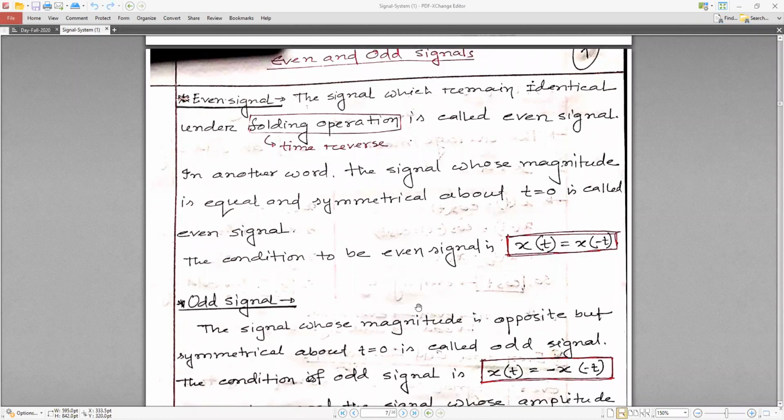Today I will discuss the even and odd signal, and I will show you some examples so that you can try them at home. Okay, some homework will be given and you just practice at home. So let's start the even and odd signal.